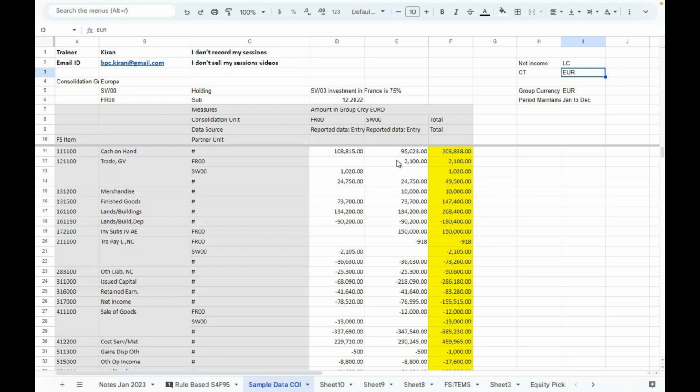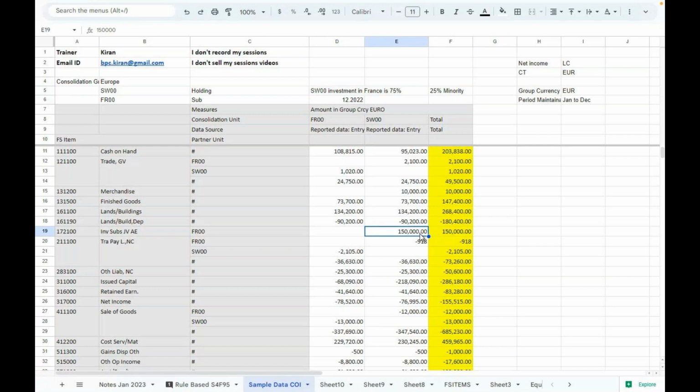Now, remember, this investment is 75 percent. I have to maintain this 75 percent. So when the investment is 75%, 25% is my minority. Minority is the external part. 25% of France is the external part. 75% of France is the group part. That's how we interpret this particular statement. So Switzerland's investment in France is 75%. So what is the value of the investment? 150,000. You can see here.